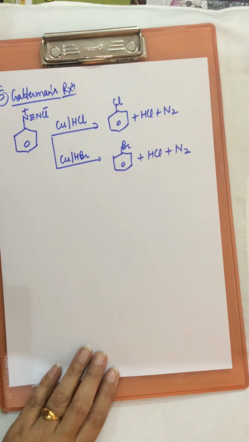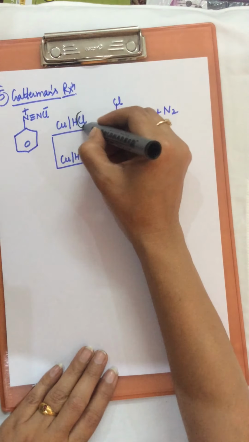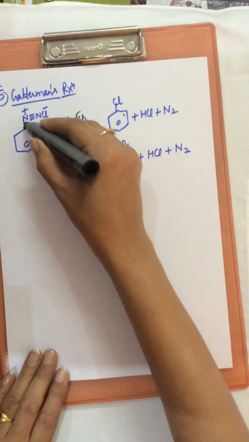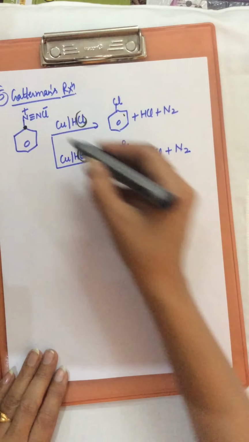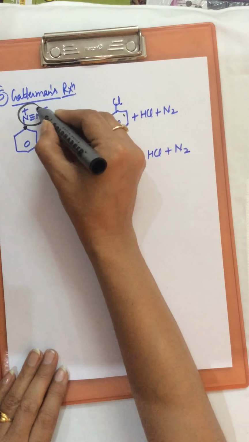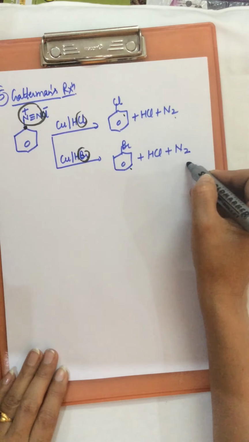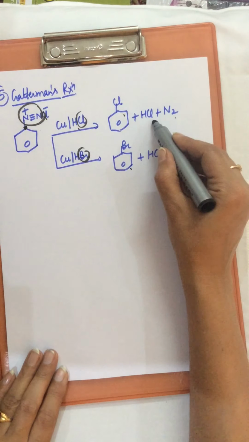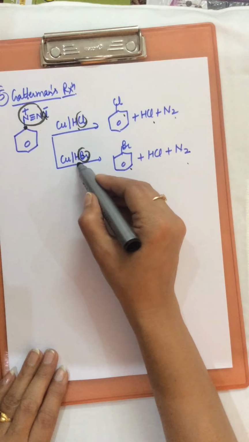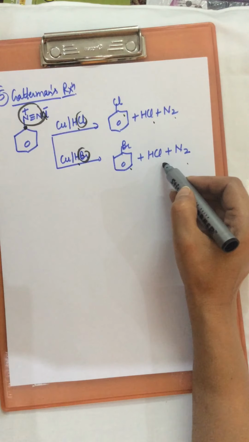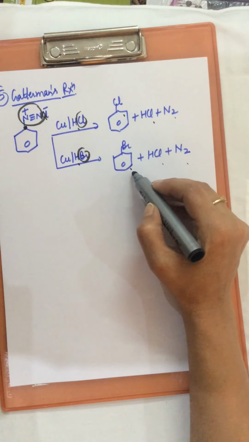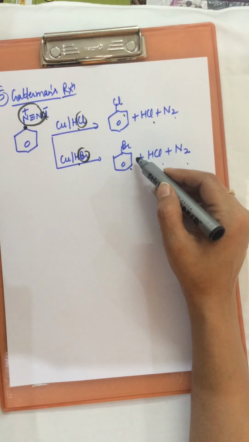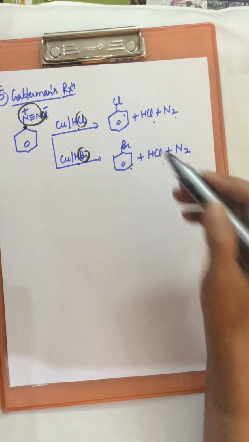See, in this case, this Cl will come here and this becomes chlorobenzene. This Br comes here and we get bromobenzene. Nitrogen comes out. This Cl left here will combine with this H, HCl is there in this case. So chlorobenzene and bromobenzene. This reaction is a little advanced as compared to Sandmeyer's reaction.